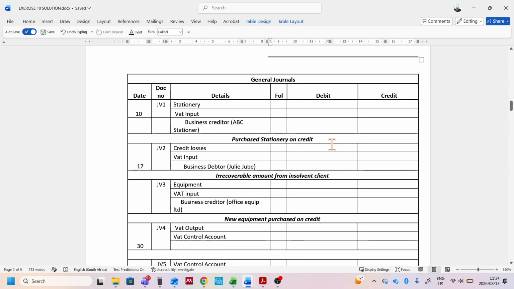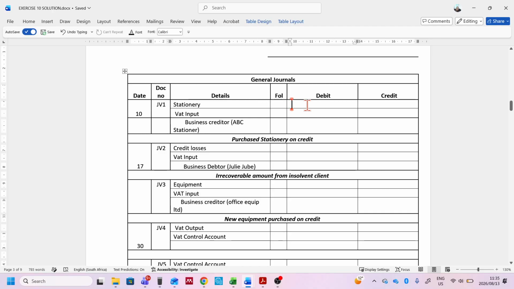So on your general journal, we are buying stationery. We said that the accounts affected previously were what? Stationery and business creditor, then followed by VAT. So which of the accounts were debited? Stationery and VAT input. So you start by writing those that were debited. Indicate on the 10. When you record on your general journal, you create something called a journal voucher. It's just a smaller document where you write the description of why you are recording this transaction on your general journal.